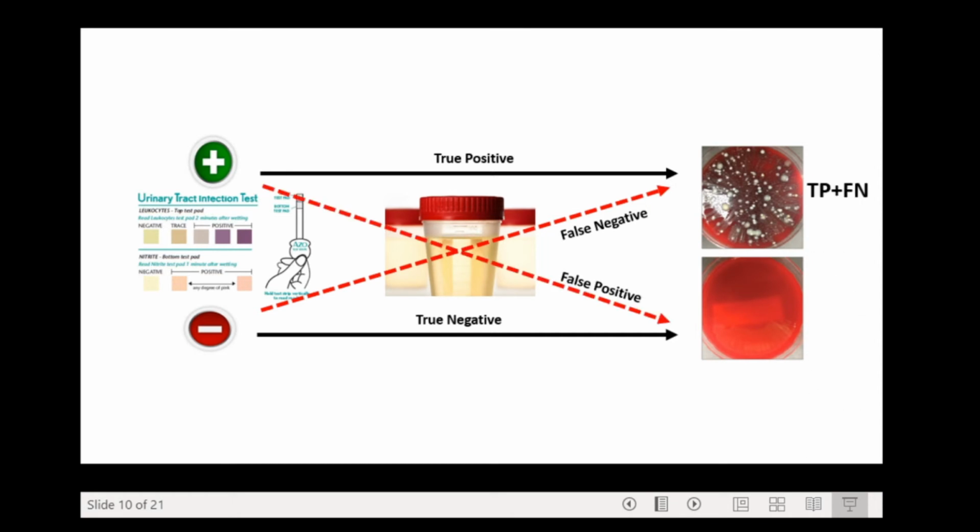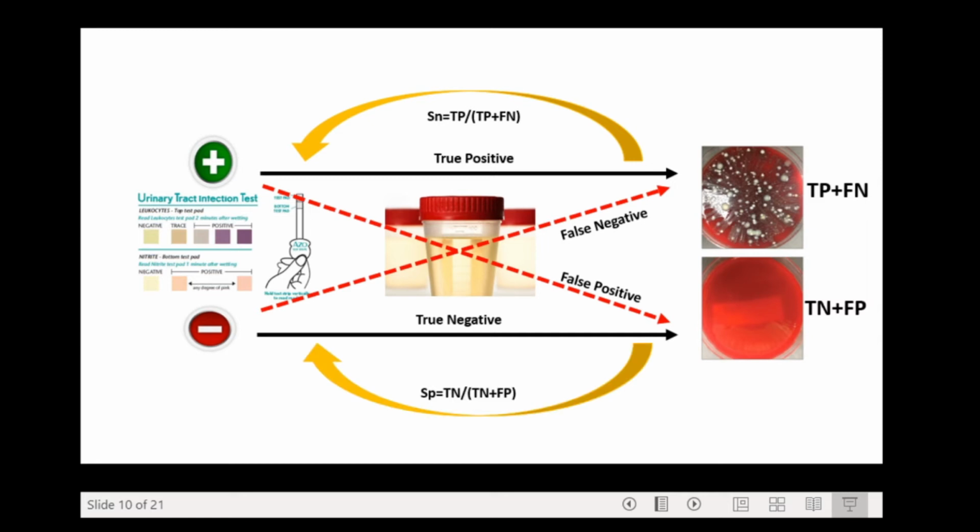Now if I ask you what percentage of culture positive UTI had dipstick test positive for nitrites, this will give us the sensitivity of the newer test. Similarly, if I ask you what percentage of culture negative infants will also be negative on the nitrite dipstick test, this will tell us about the specificity of the newer test.